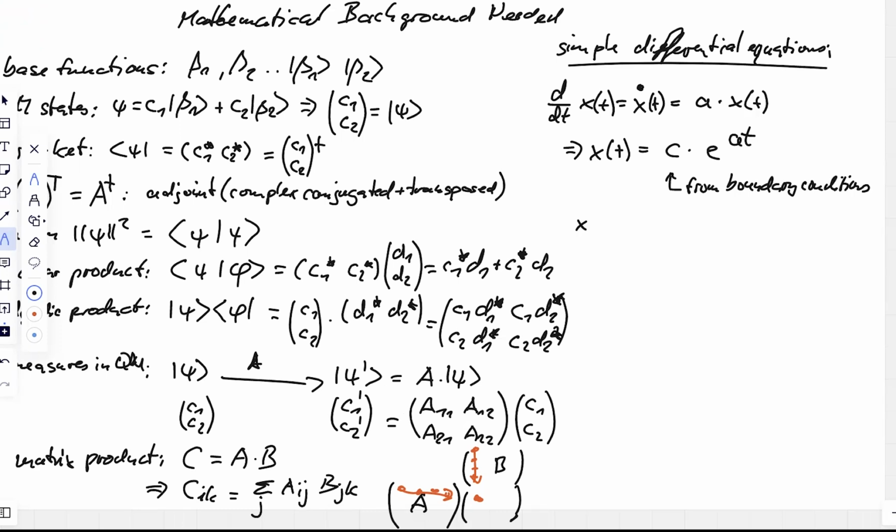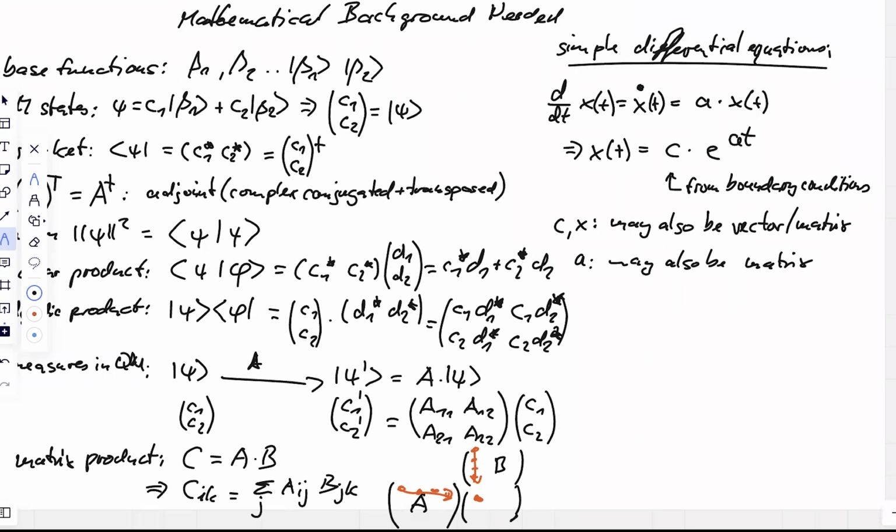And x may also be a vector or even a matrix, and A may also be a matrix. Actually, C may also be a vector or a matrix.